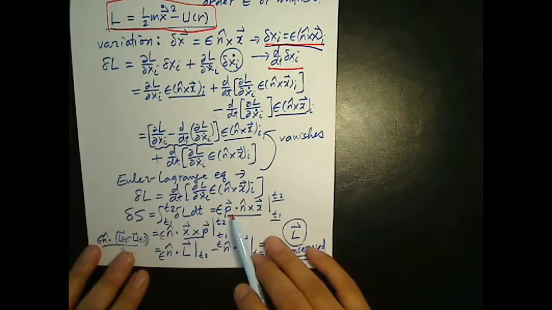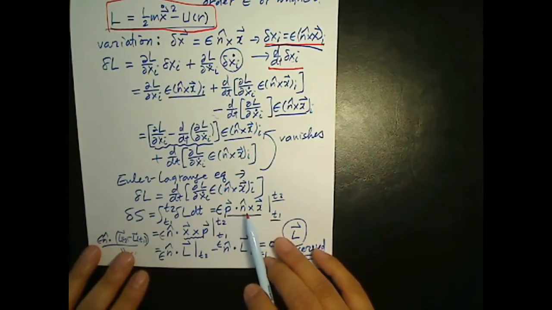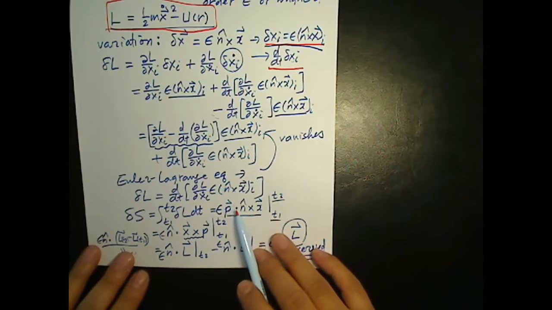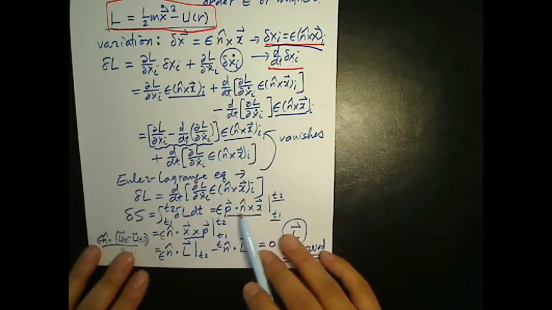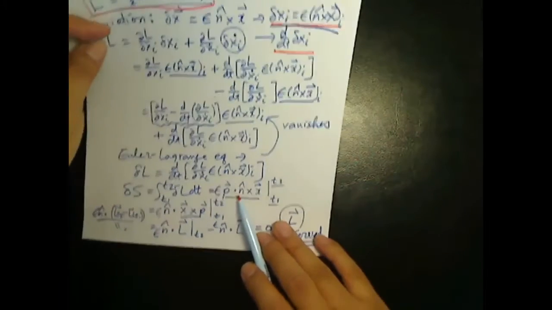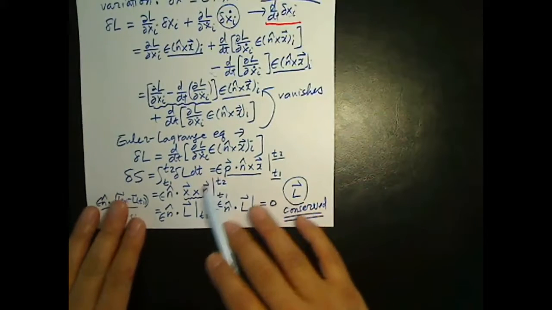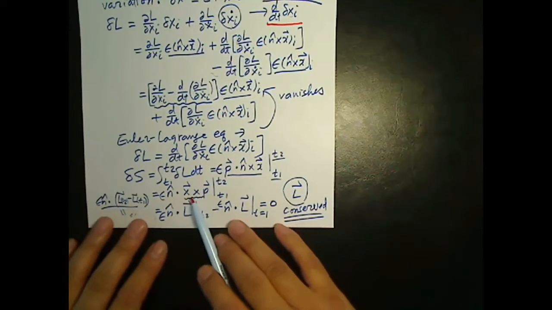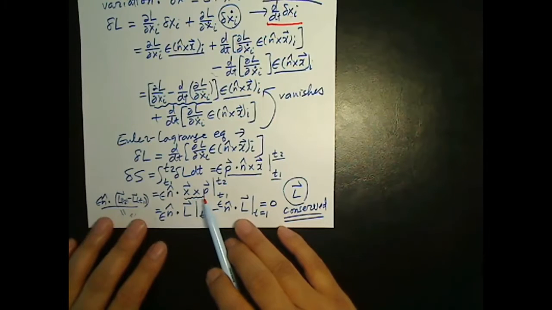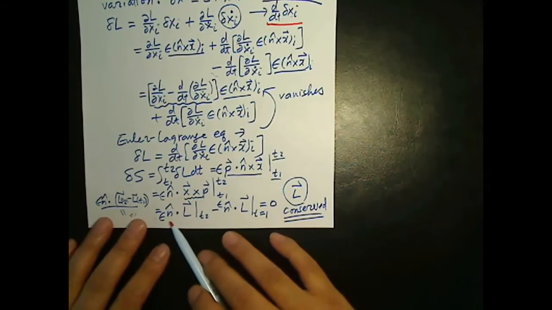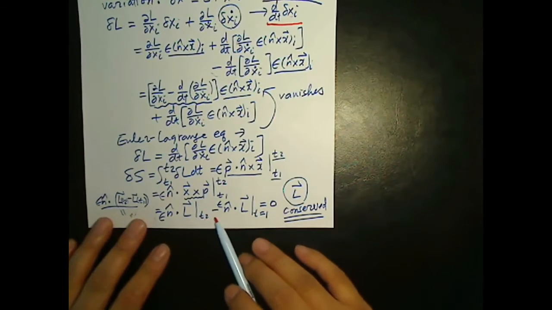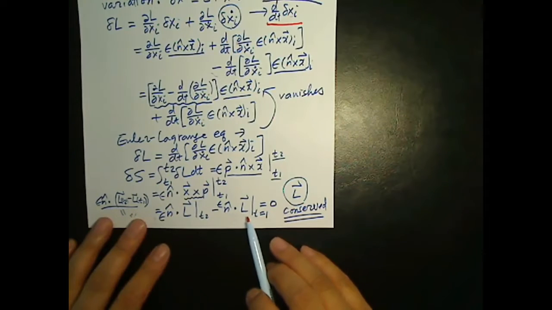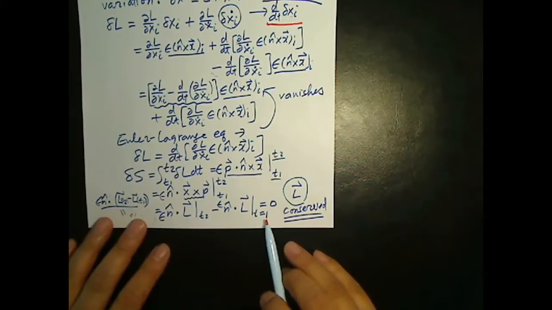The triple scalar product can be reordered in a cyclic way, so I can move this momentum p by exchanging with n and x twice. Exchange of two factors twice does not affect the sign. Therefore, it is epsilon n hat dot x cross p. x cross p is actually the angular momentum. Epsilon n hat dot L evaluated at t2 minus epsilon n hat dot angular momentum evaluated at t1.